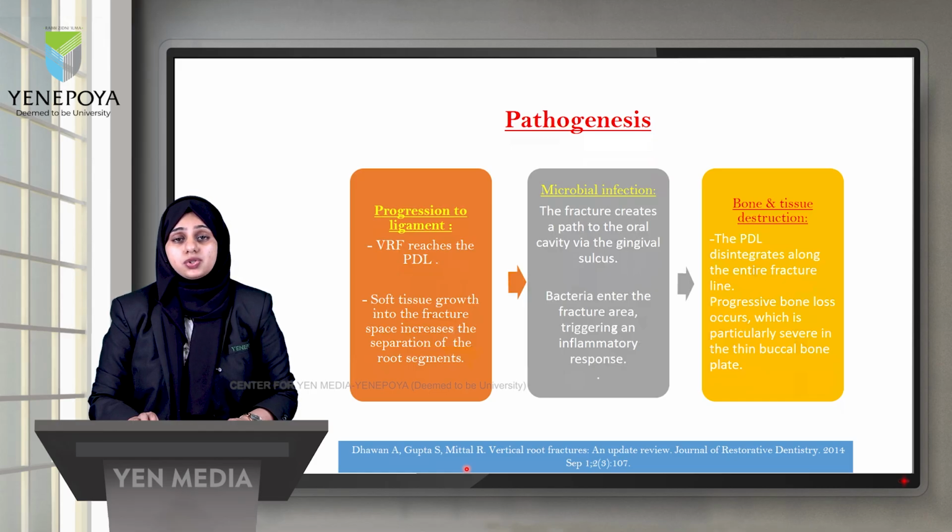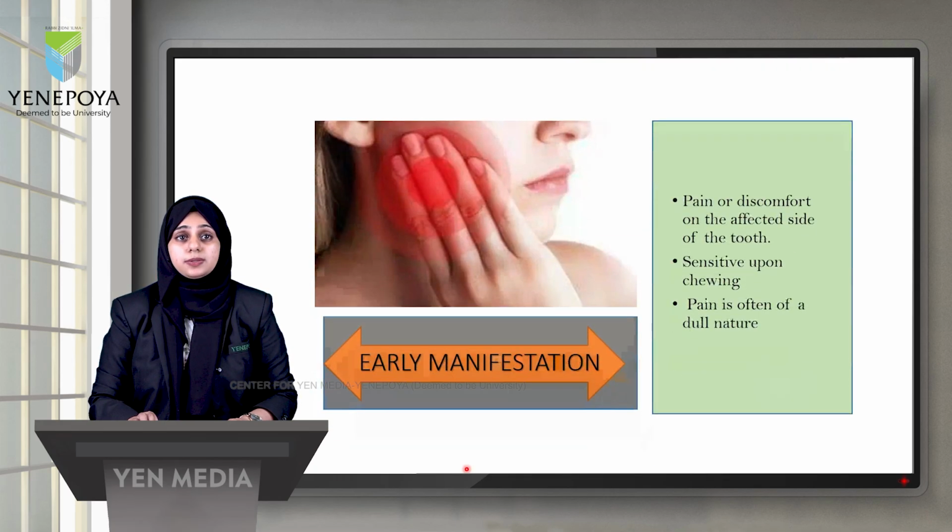As the vertical root fracture reaches the periodontal ligament, soft tissue grows into the fracture spaces. They increase the separation of the fracture segments. The fracture will create a path to the oral cavity via the gingival sulcus. This is how microbial infection occurs. The bacteria gain entry into the fracture area and trigger an inflammatory response. As a result, there will be a breakdown of the periodontal ligament and progressive bone loss, which is particularly severe in the thin buccal bone plate, and there will be formation of granulation tissue.